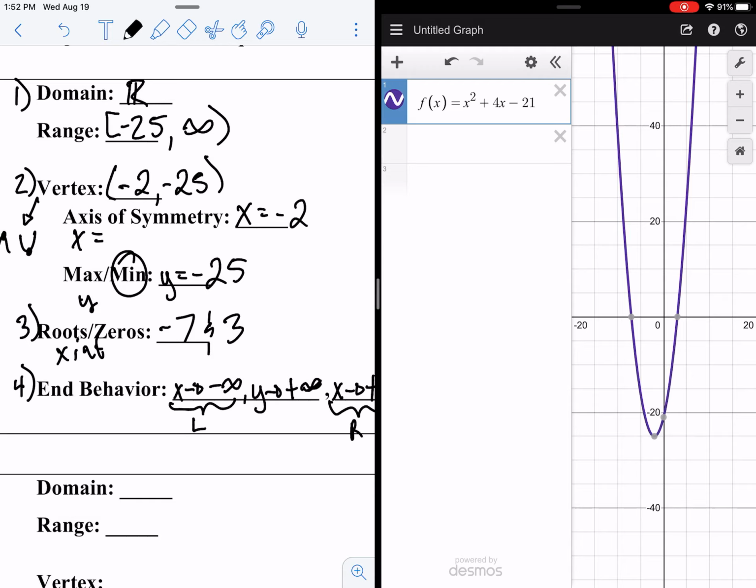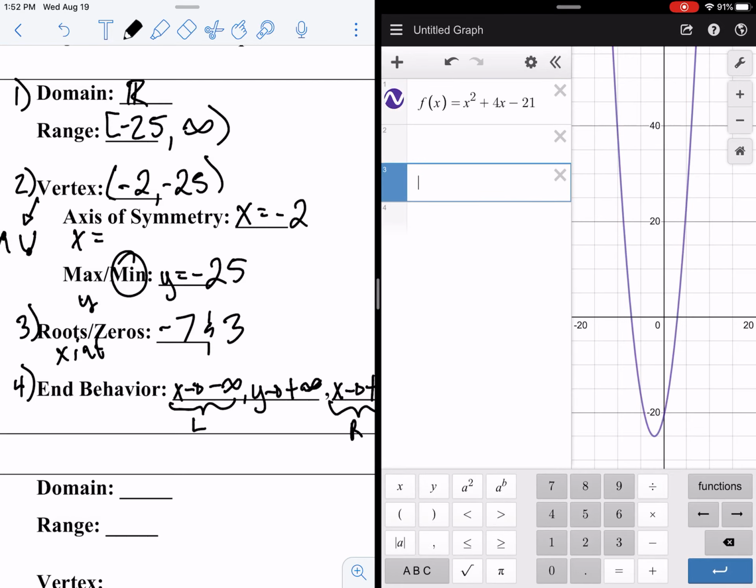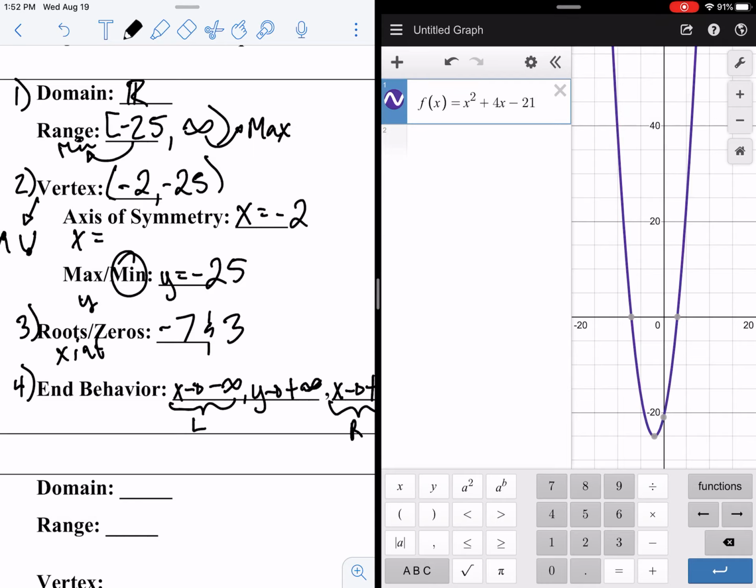If this was a max, then max is the biggest, so the biggest would be on the right. So again, this is my max value. Over here on the left is my min value. So use your max or min to help you out with your range.